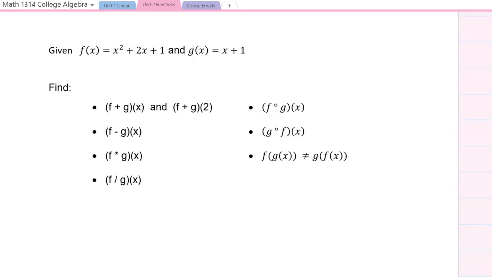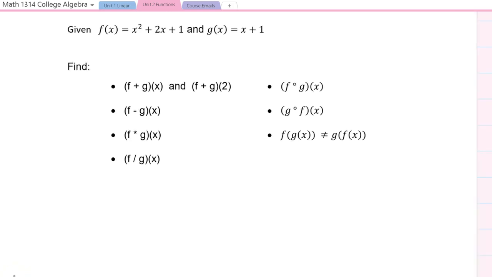So one of the first things that we need to do is to be able to add, subtract, multiply, and divide functions. Let's say we are given f of x and g of x, where f of x is x squared plus 2x plus 1, and g of x is x plus 1. First, let's add f of x and g of x. Notice that the parentheses f plus g, then parentheses x, is the same thing as f of x plus g of x. In order to add these functions, we need to add like terms.